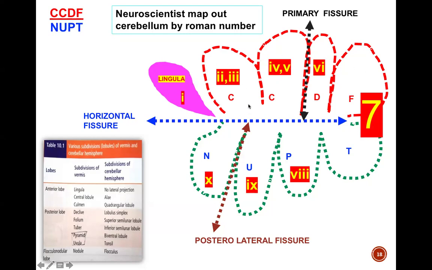So if someone asks you about the central lobule, if the Roman numbers 2 and 3 are present, that means it is representing the central lobule. If someone asks about the seven, they are discussing the folium and tuber. If someone says the Roman number 10 in the cerebellum, they are discussing the nodule.